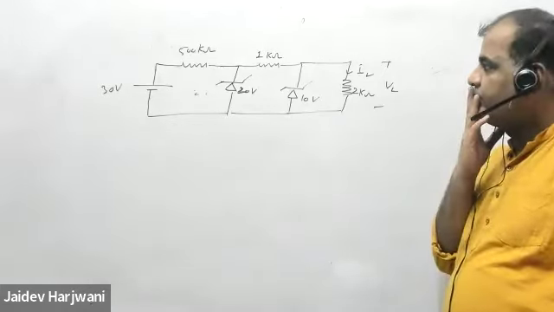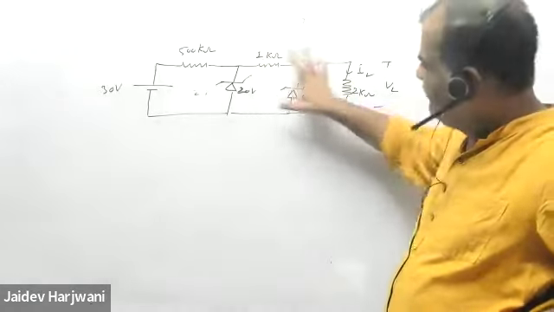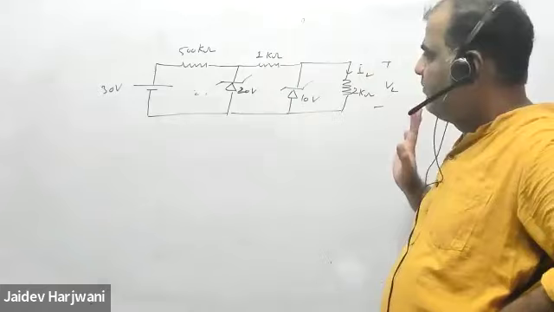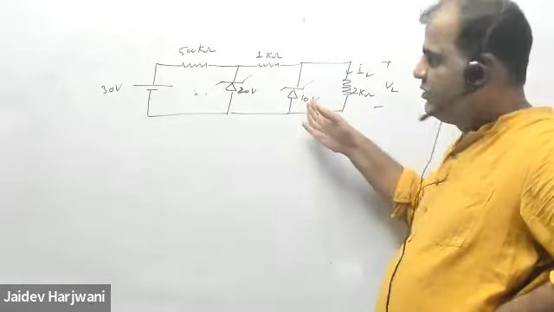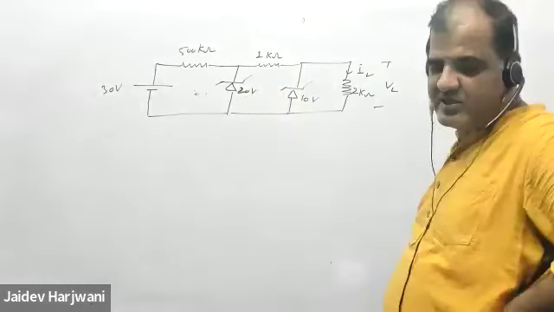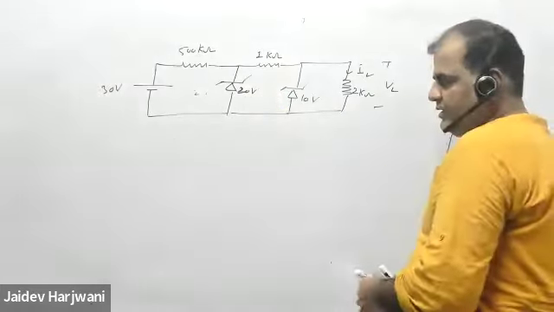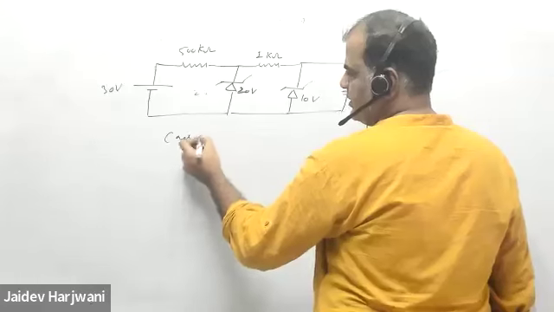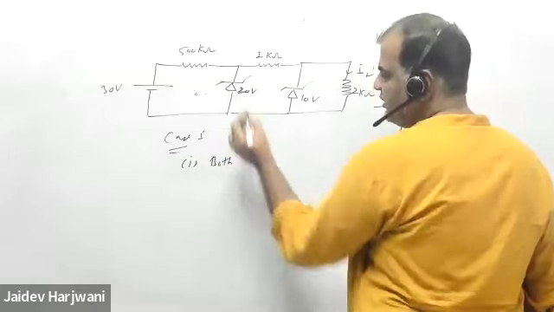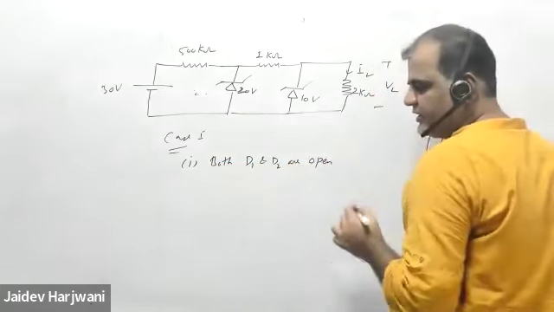Sir, what about the 20 volt? That's what I'm asking. If you know this is on, you can immediately say I know the VL, I know the IL. But I don't know whether this is on or not, or I also don't know about this one, whether this is on or off. So first of all, I have 4 cases. 4 cases means, case number 1, both D1 and D2 are open, not conducting.